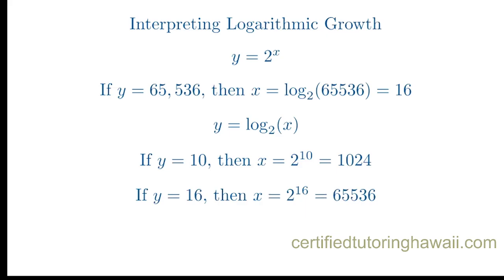This difference in growth rate has massive implications. It's why things like pandemics, compound interest, and population growth are modeled with exponentials, while data compression and the scales for earthquakes and sound intensity are modeled with logarithms.